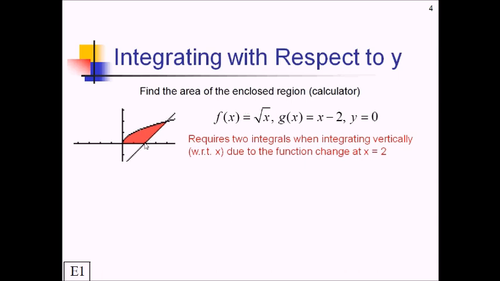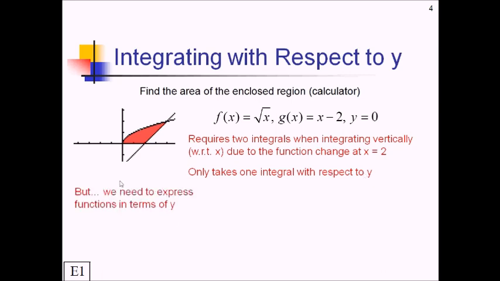But now if we think about integrating this from bottom to top going sideways, there's only one integral if you're thinking about this in terms of rightmost versus leftmost function. So we can do this in one integral if we do it with respect to y. Here's the catch though. You need to express the functions in terms of y first. These are functions in terms of x.